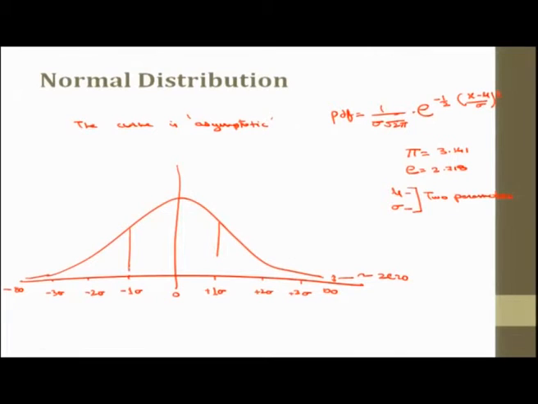Now, the area between minus 1 and plus 1 sigma is 68.2%. This is 68.2%, or I can even say it is 34.1% here and 34.1% on this side. Okay, this area.